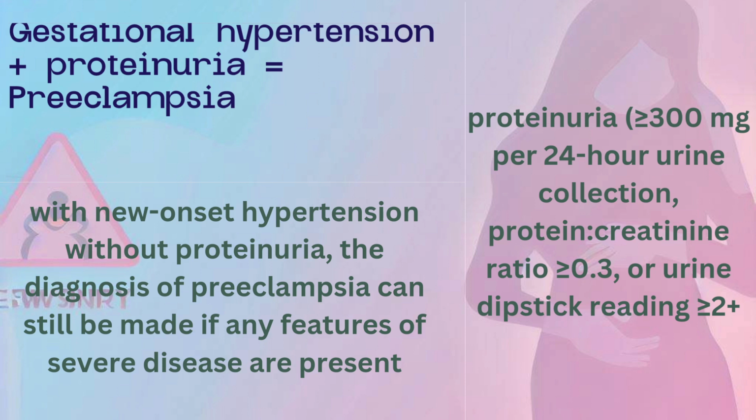to gestational hypertension. However, in preeclampsia, we also see the presence of proteinuria. We diagnose preeclampsia when systolic blood pressure is equal to or greater than 140 mm of mercury, or diastolic blood pressure is equal to or greater than 90 mm of mercury, on at least 2 occasions, 4 hours apart. Additionally, proteinuria is confirmed if there is an excessive amount of protein in a 24-hour urine collection, a protein-to-creatinine ratio greater than 0.3, or a urine dipstick reading of 2+ or more.